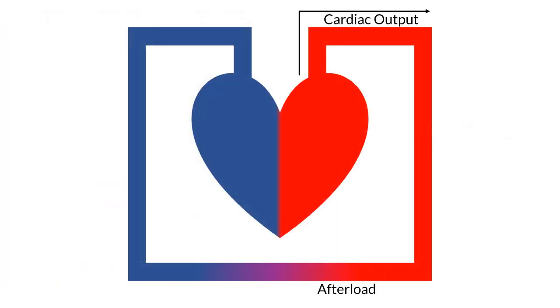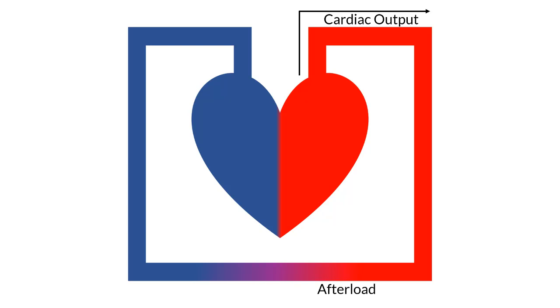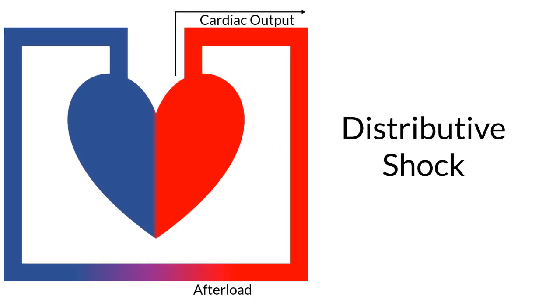Now let's look at afterload. When afterload falls inappropriately, the pressure generated from blood flowing through the vascular beds falls according to Ohm's law. When the drop in blood pressure that occurs with inappropriately low afterload results in end organ injury, this results in distributive shock.